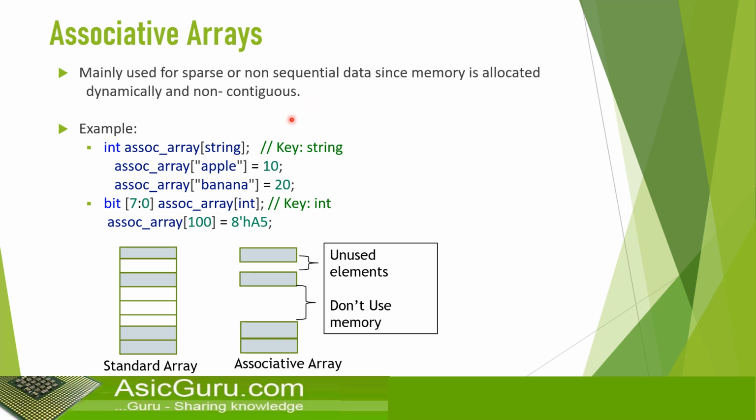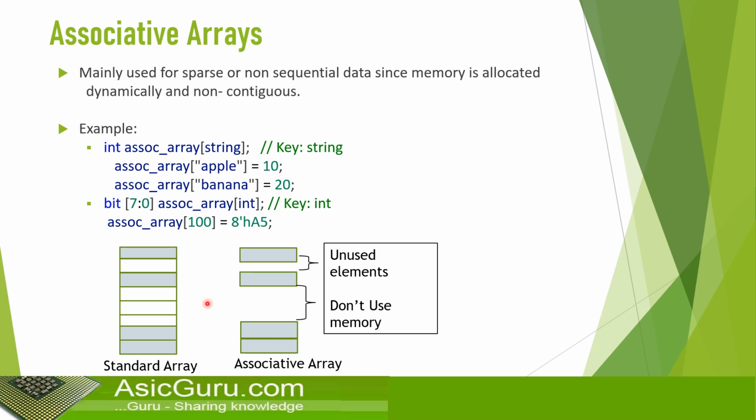So this is an example of an associative array. In this example, we are using a string as the key and we are assigning values to the specific keys. In the next example, we are using an integer key and we are storing an 8-bit value at index 100.